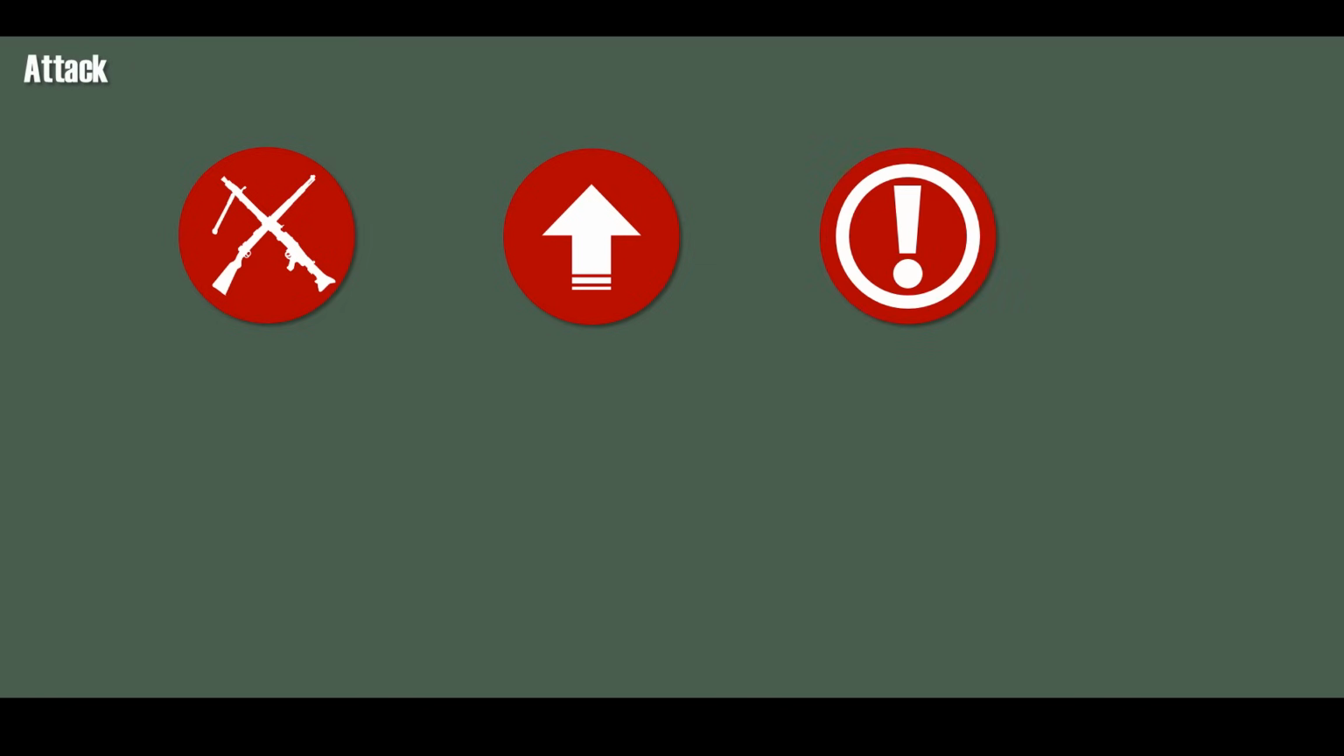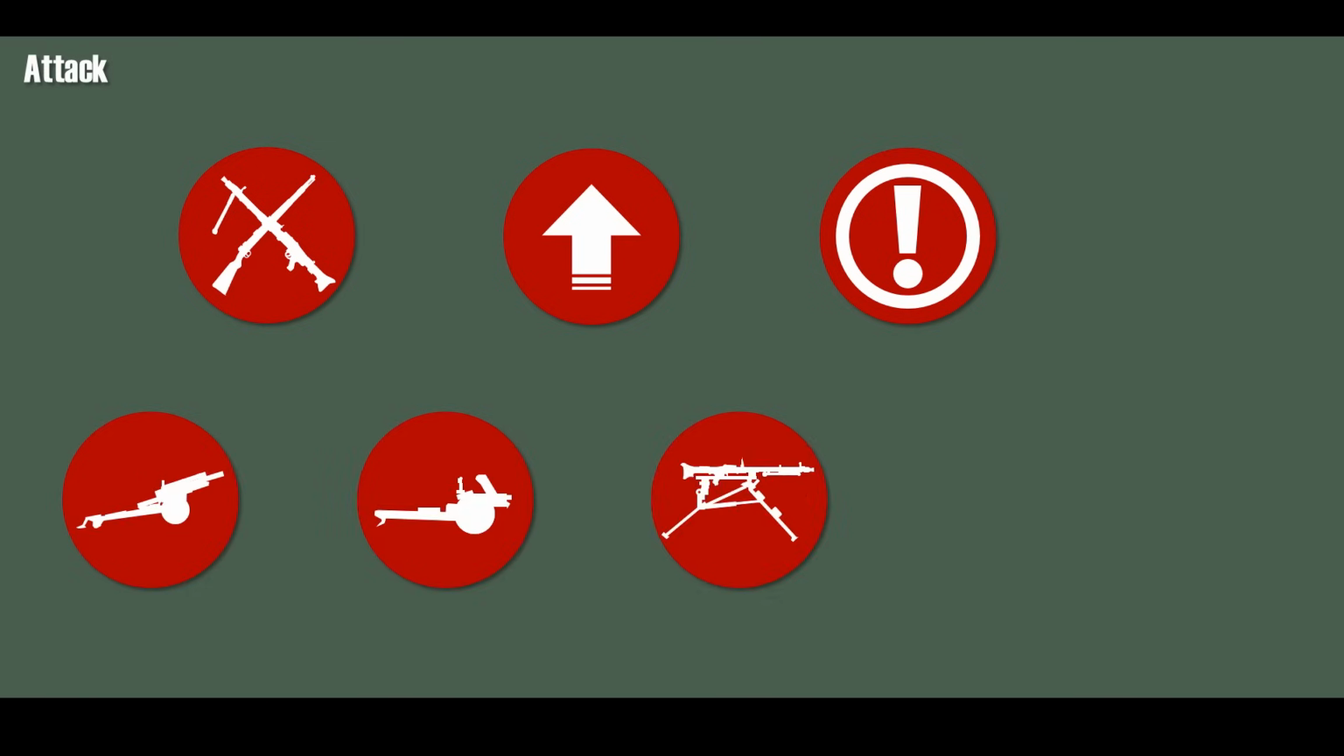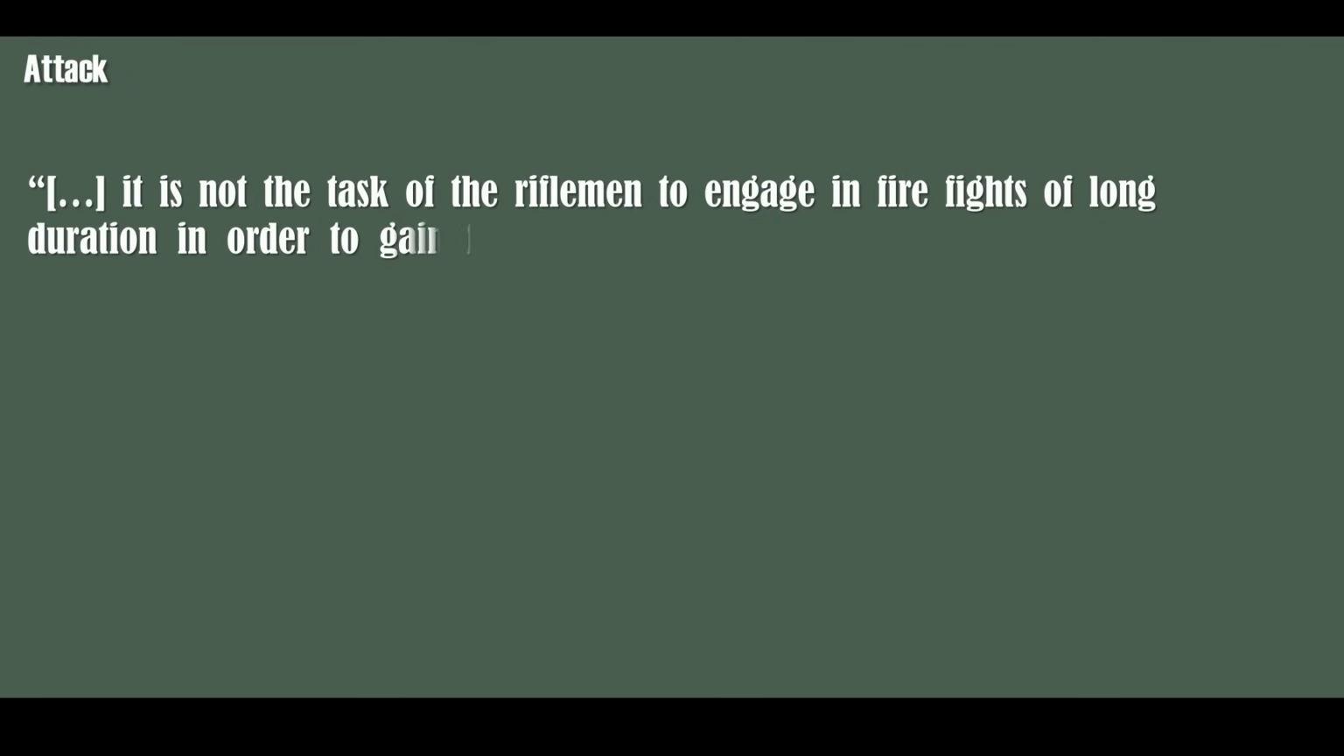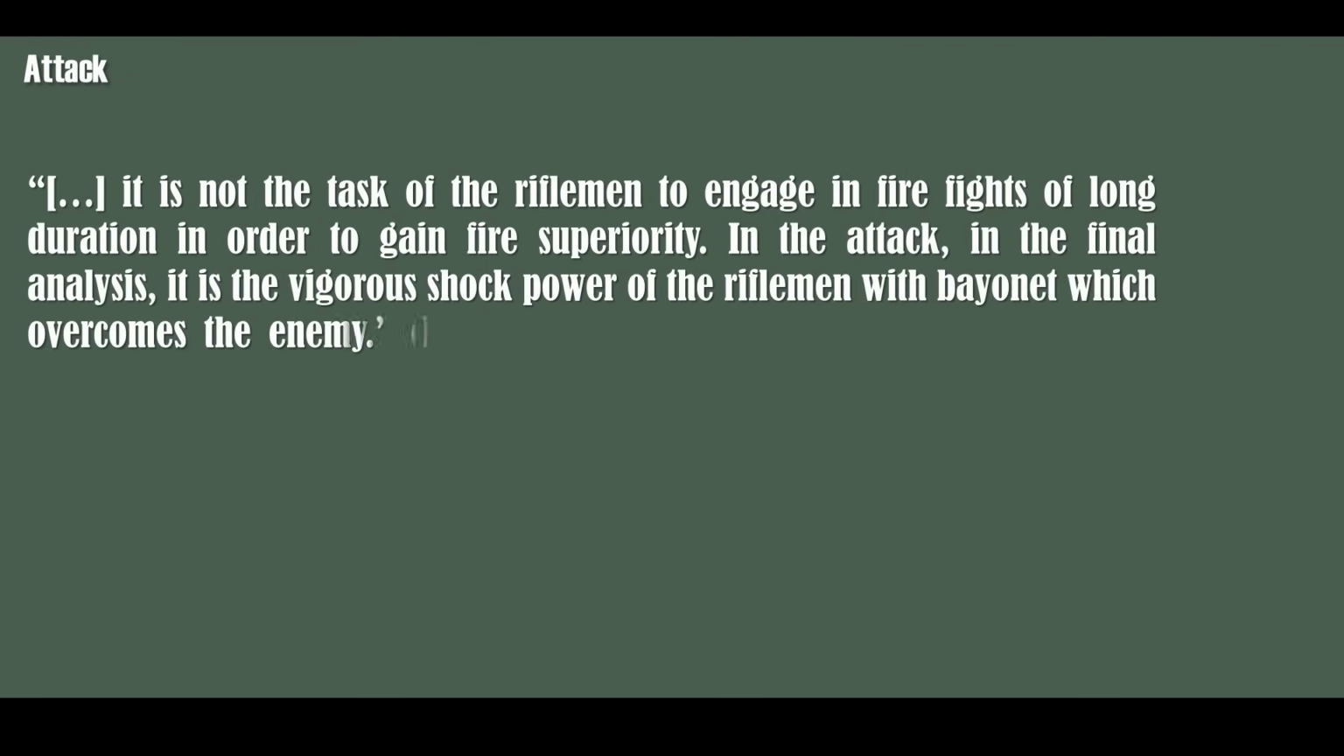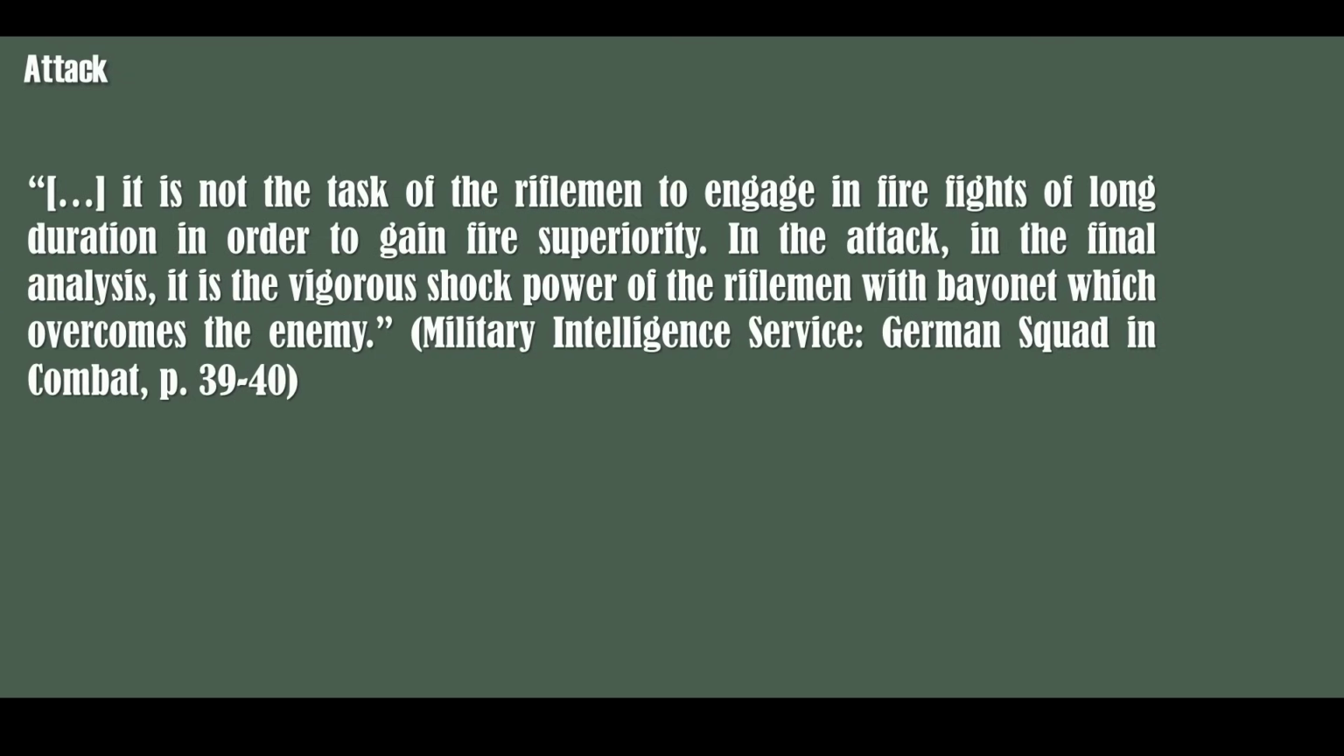Although the difference is not so obvious at first, since both stages include firing upon the enemy and also advancing. Yet during the advance phase, firing is only employed if it is necessary, whereas in the attack phase, firing was usually a crucial element. Initially, the firefight was started by heavy weapons from supporting units like artillery, infantry cannons, and heavy machine guns. These weapons focus on the destruction or neutralization of strong points. Yet it is noted, it is not the task of the rifleman to engage in firefights of long duration in order to gain fire superiority. In the attack, in the final analysis, it is the vigorous shock power of the rifleman with bayonet which overcomes the enemy.